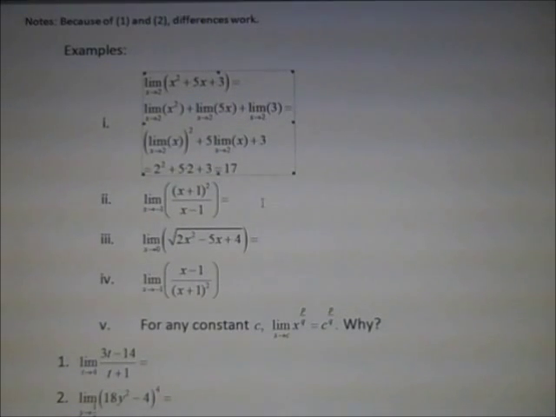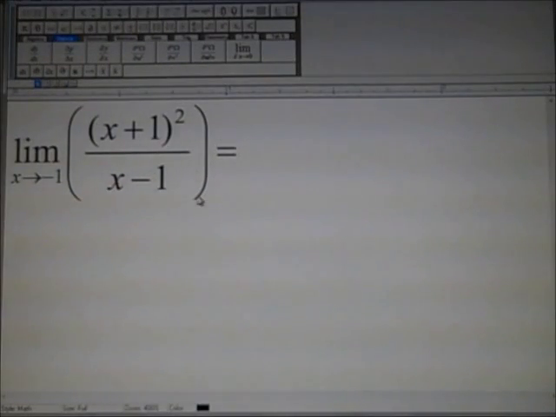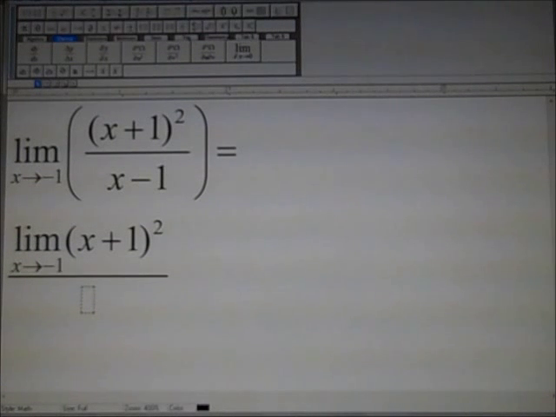Let's go to our next example here. I'm looking at the limit as x approaches -1 of the function x plus 1 squared over x minus 1. So here I have a quotient. So remember with quotients, what I was able to do was to break it up into a fraction with 2 limits. The top limit is going to be my top function, so the limit as x approaches -1 of x plus 1 squared, and then on the bottom I'll have the limit as x approaches -1 of x minus 1.